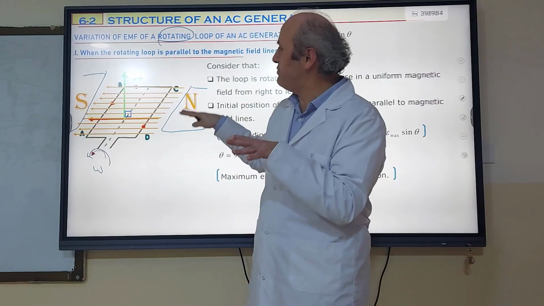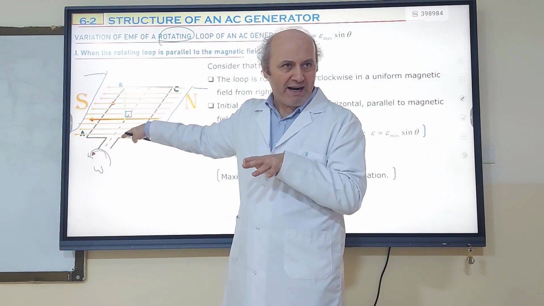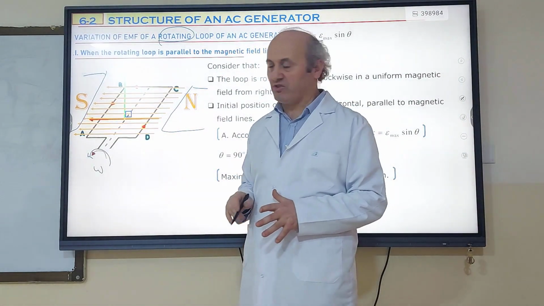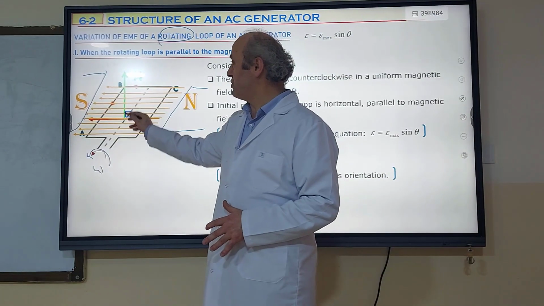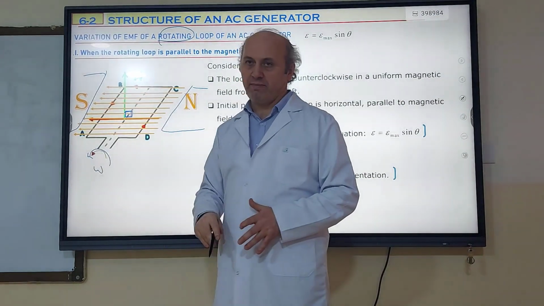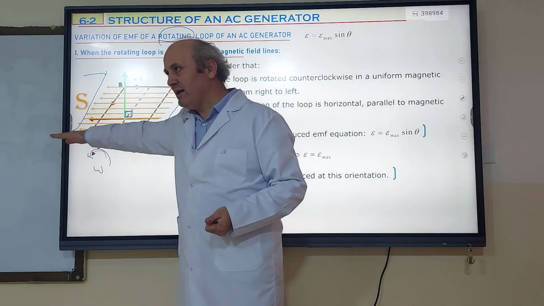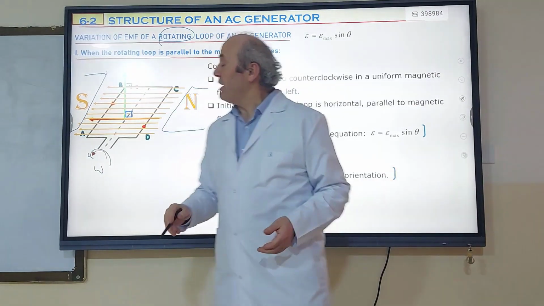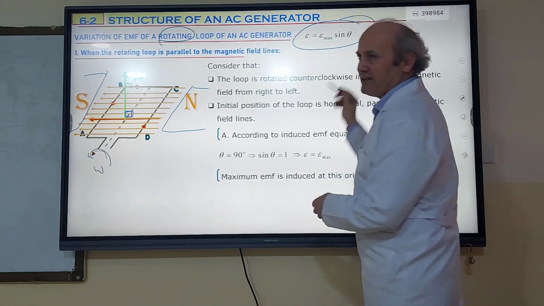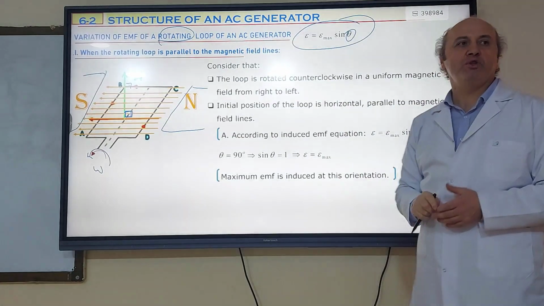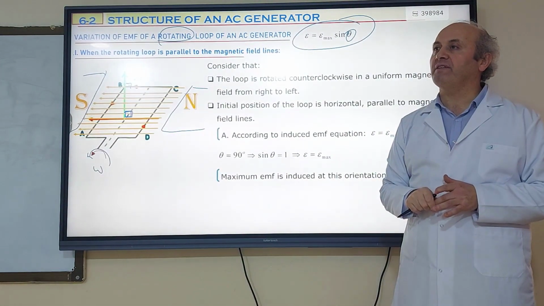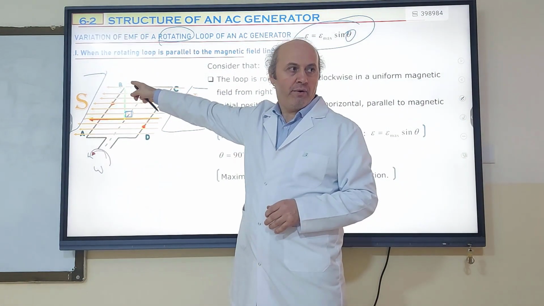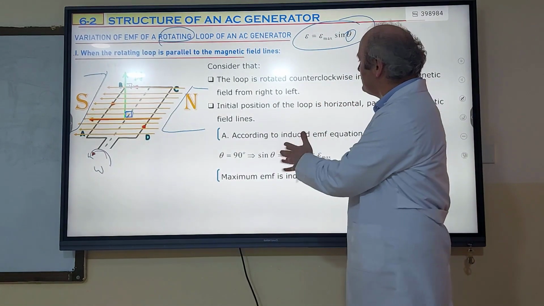Now I will start with the orientation which is parallel, where the loop takes a position parallel to the magnetic field lines. As the loop is parallel to the magnetic field lines, the normal of the loop, which is the green line, is going to be perpendicular to the magnetic field lines. The loop itself is parallel, but the normal of the loop is perpendicular to the magnetic field lines. And in this EMF equation, E is equal to E max sine theta. This theta is the angle between the normal line of the loop and the magnetic field lines. How much is this angle? Now, 90.